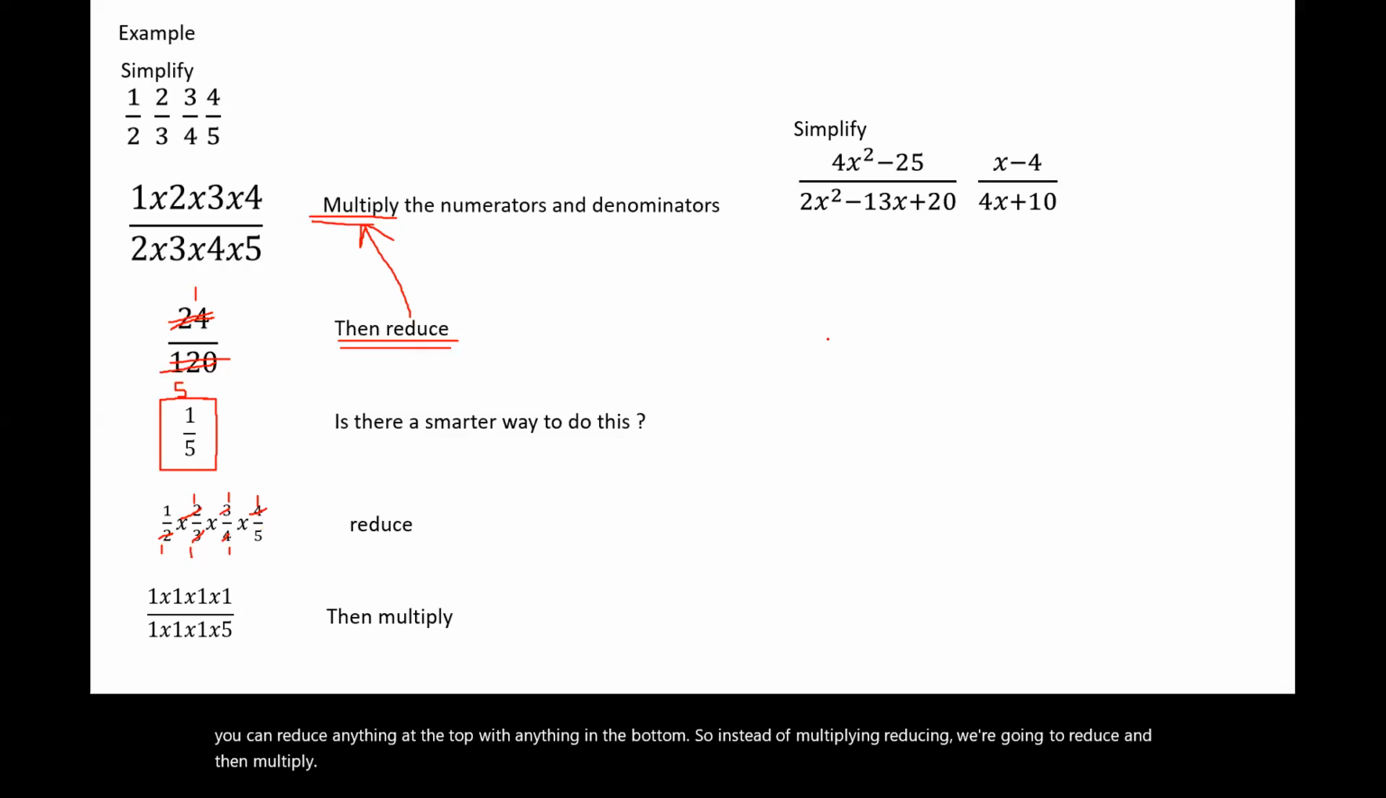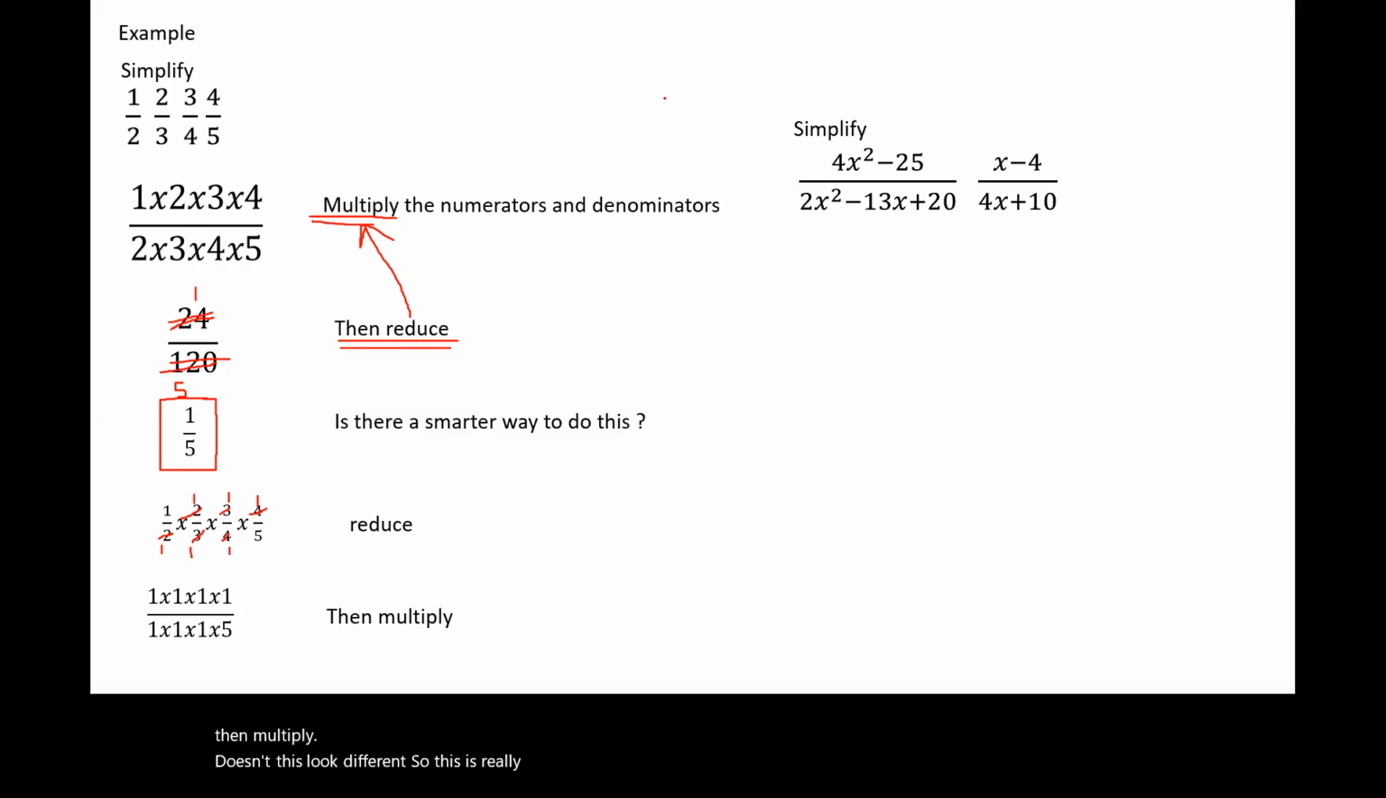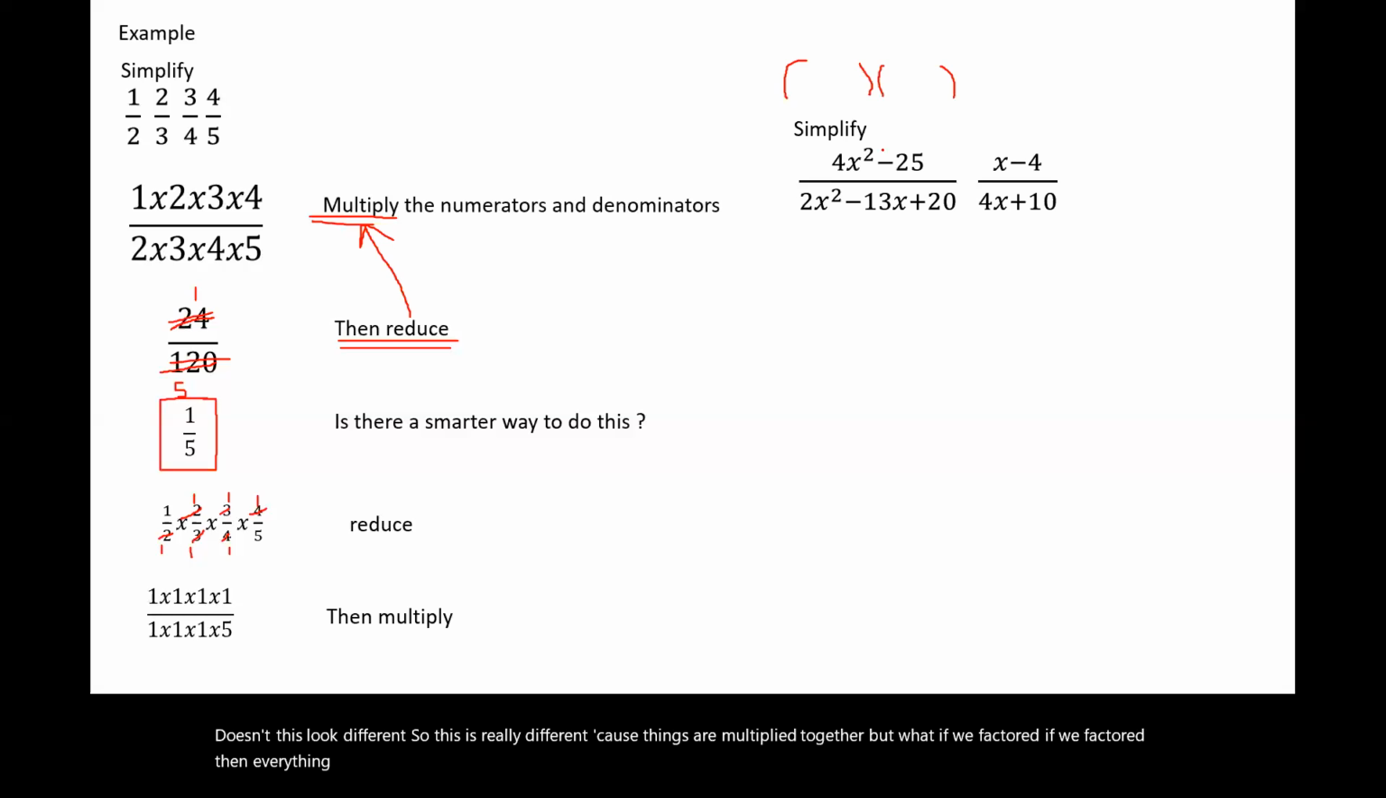Okay. Ooh, well, doesn't this look different? So this is really different because things aren't multiplied together. But what if we factored? If we factored, then everything's multiplied together. Ooh, genius idea. All right, what could we do here? 2 terms and a minus sign, that looks like difference of squares to me. So 4x squared is 2x and 2x.